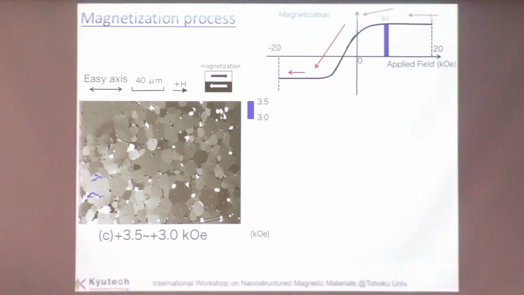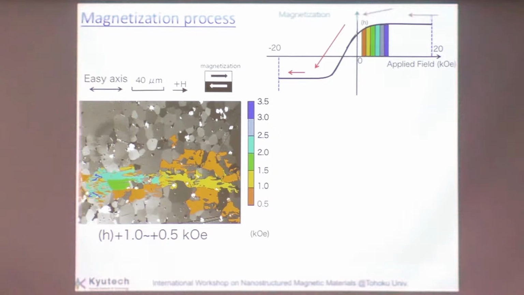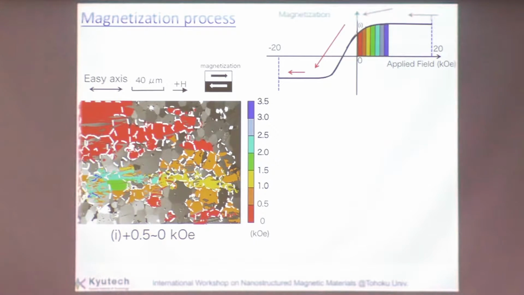This photo editing image processing has also been done every 0.5 kilo-oersted, like this figure. So you can see the magnetization reversal at this point, and the reversal propagates to the next neighboring grains like this along this direction. And you can see simultaneous magnetization reversal occurred at this area, over 10 grains.